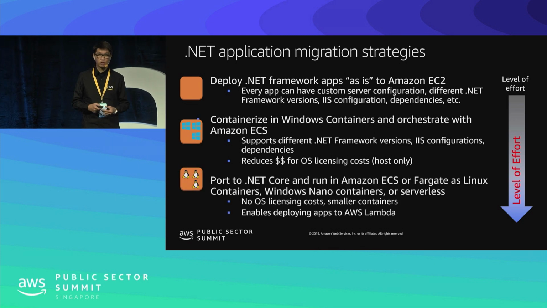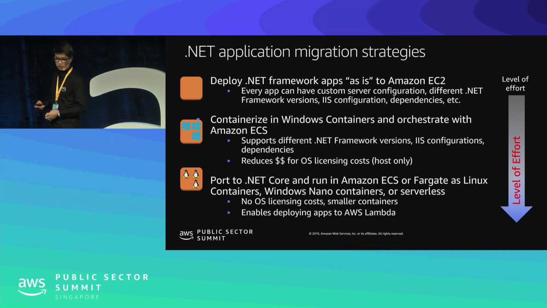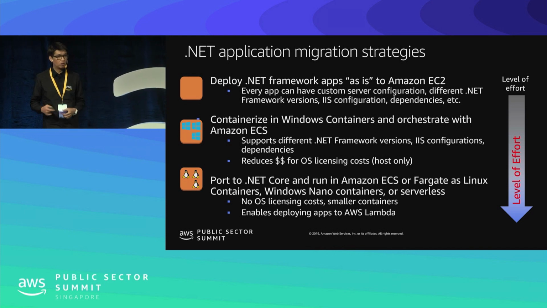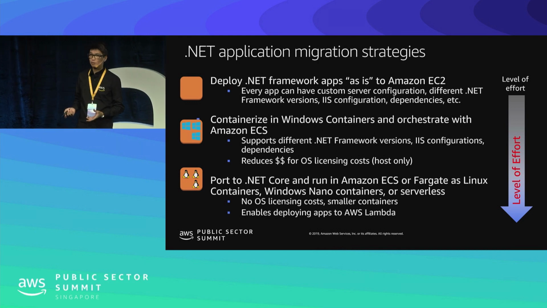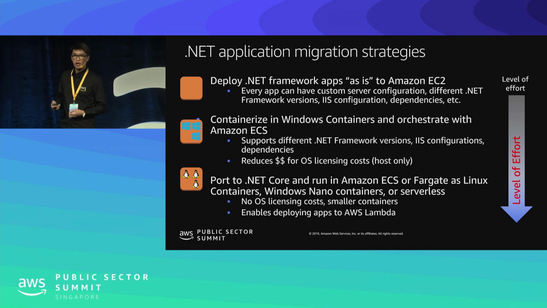Or you can port your whole application to a new .NET framework called .NET Core. As such, you can run on Linux, on ECS, or Fargate on Linux. With that, there's no OS licensing cost, because you take that piece away. You can enable your apps to be deployed as Lambda functions as well.